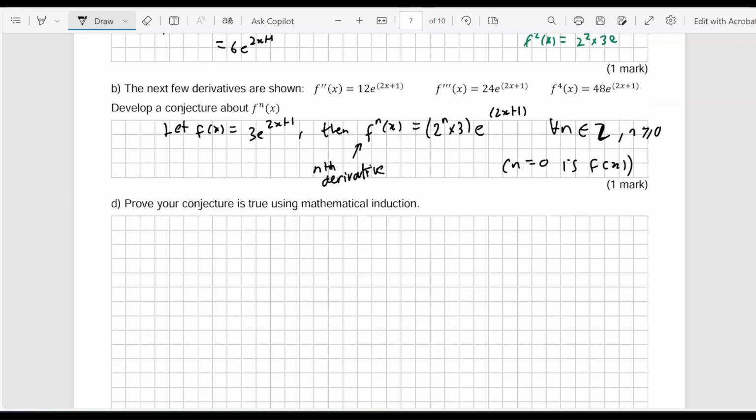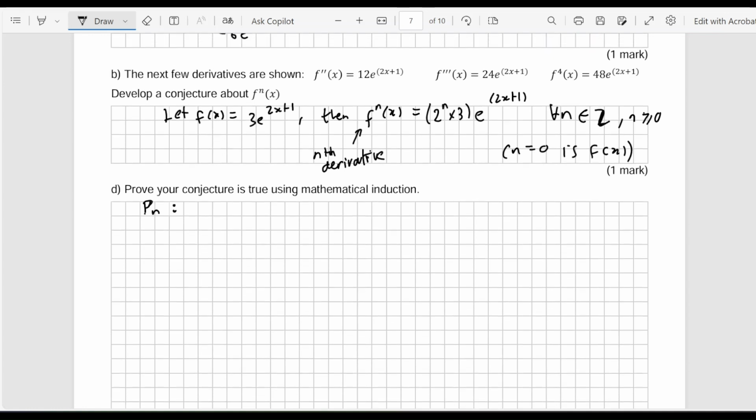The reason I'm going from 0 is I'm actually going to emphasize a point that inductions don't always start from 1. Sometimes they can start from 0. In theory, they could start from anything. And if you Google around, there are some examples of inductions that don't work for 1 and 2, but then they do work for 3 upwards. Anyway, let Pn be the statement: fn of x is 2 to the n times 3e to the 2x plus 1.